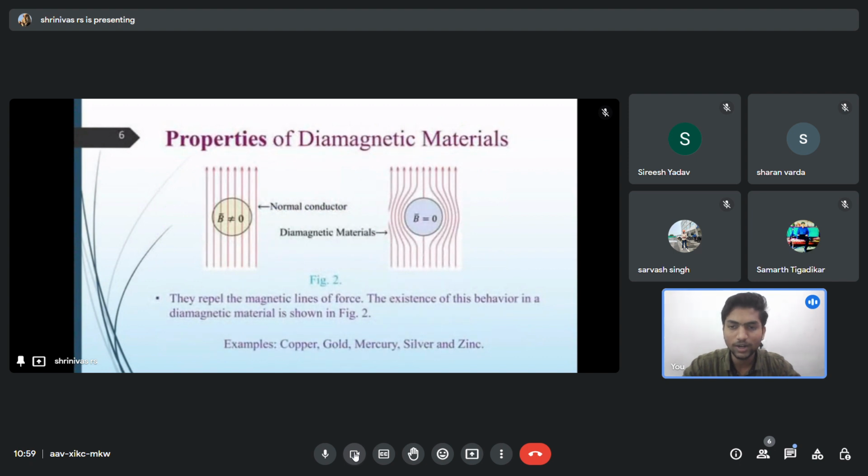Diamagnetic materials are independent of temperature. These materials do not obey Curie's law. The magnetic dipole moment is small and opposite to the magnetic field. Some examples of diamagnetic materials are copper, zinc, bismuth, silver, gold, antimony, marble, water, glass, NaCl, etc.